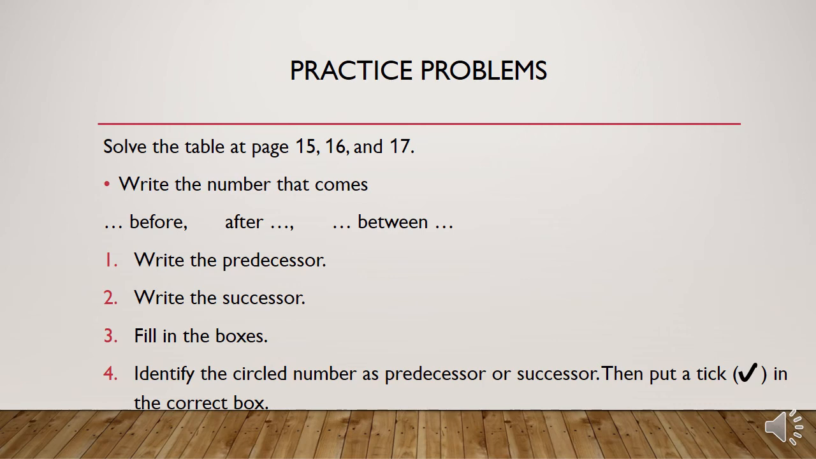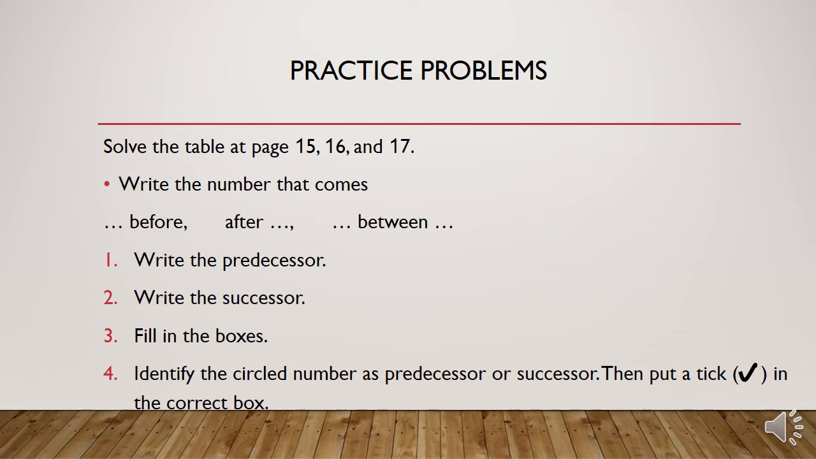Now turn on to page 16. Page 16 has a question for you which requires you to write respective predecessor and successor. In the predecessor column, you have to write down the number that comes right before the given number, and in the successor column, you have to write down the number which comes right after the given number.